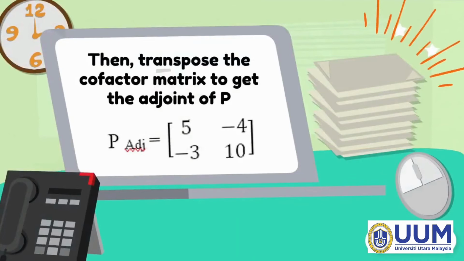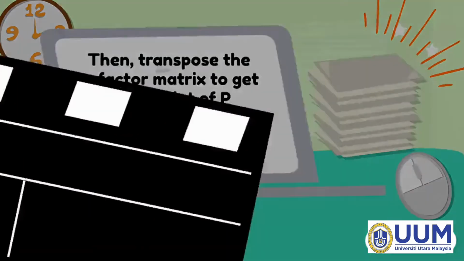The adjoint of P is the transpose of the cofactor matrix. Row 1 transposes to column 1 and row 2 transposes to column 2. Then we get the adjoint of P as 5, -4, -3, and 10.